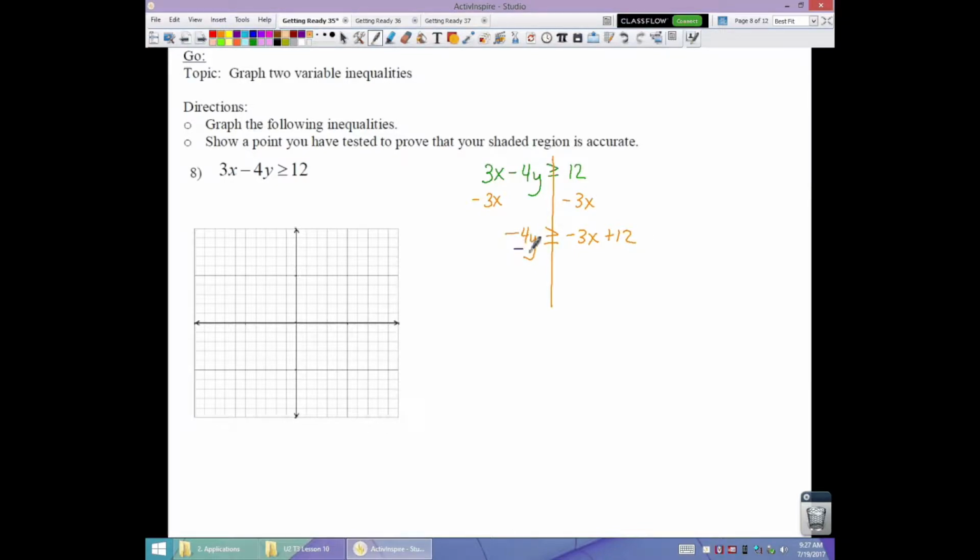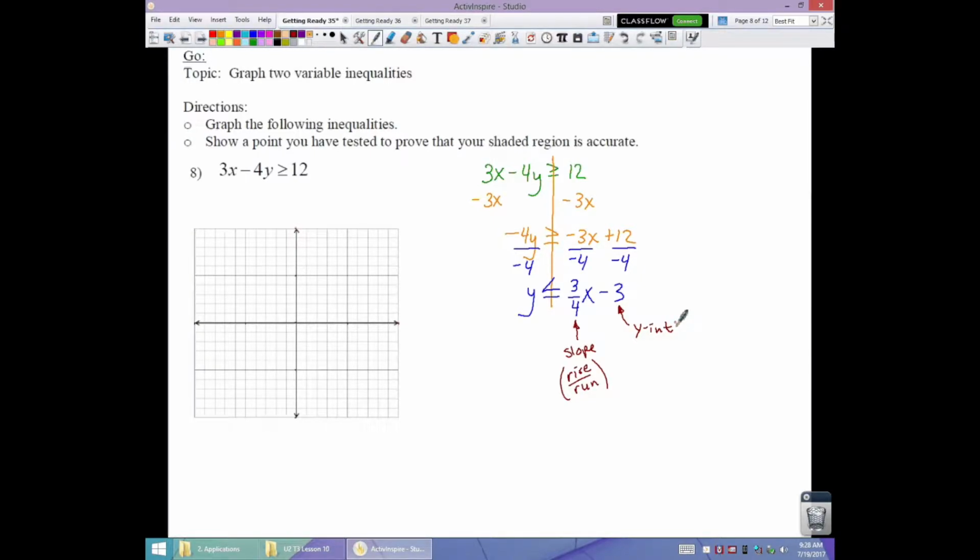To eliminate the negative 4, divide everything by negative 4. So I have y. Now since I divided by a negative, this greater than or equal turns into less than or equal. Negative over negative is positive 3/4 x, and 12 over negative 4 is minus 3. Okay, so I am looking at a slope of 3/4, which we will use to do our rise over run. And we have a y-intercept of minus 3.